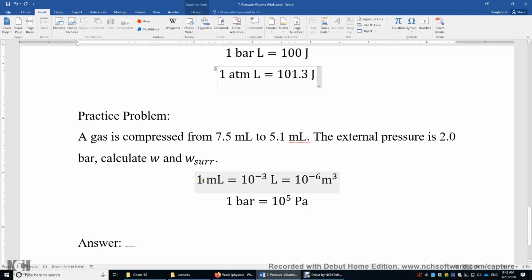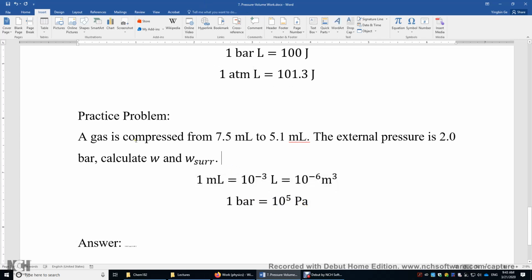Here's a little bit of help with the units. 1 milliliter is equal to 0.001 liters, which is equal to 10 to the power of negative 6 cubic meter. This is because 1 liter is 10 to the power of negative 3 cubic meter. 1 bar is equal to 100,000 pascals or 10 to the power of 5 pascals.